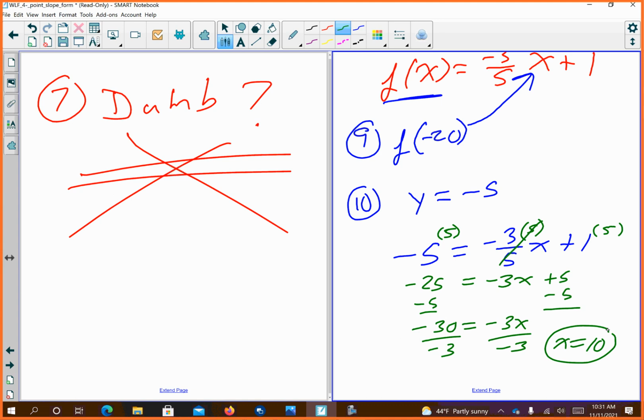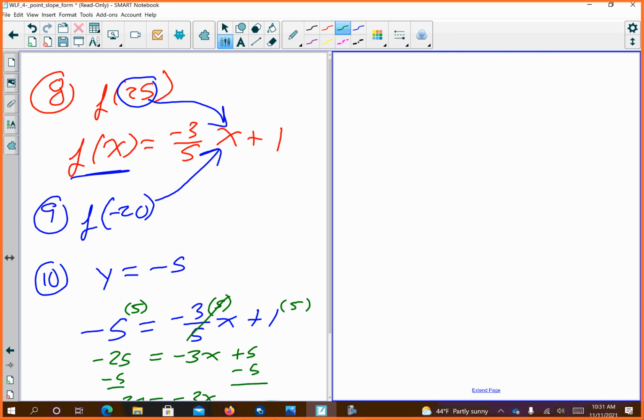Okay? And then for the problems below, I'm going to look at my slopes. I have one slope of 0.7. I have another slope of 2 over 3. I have another slope of negative 2. And I have another slope of negative 7 over 2. Okay, and they want you to figure out which one is the steepest slope.